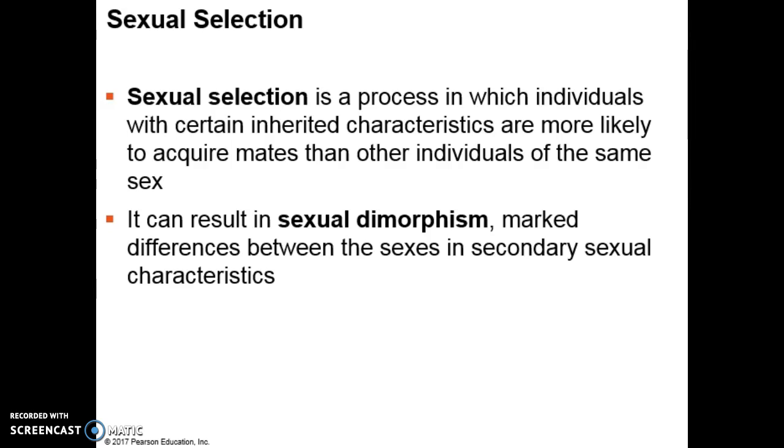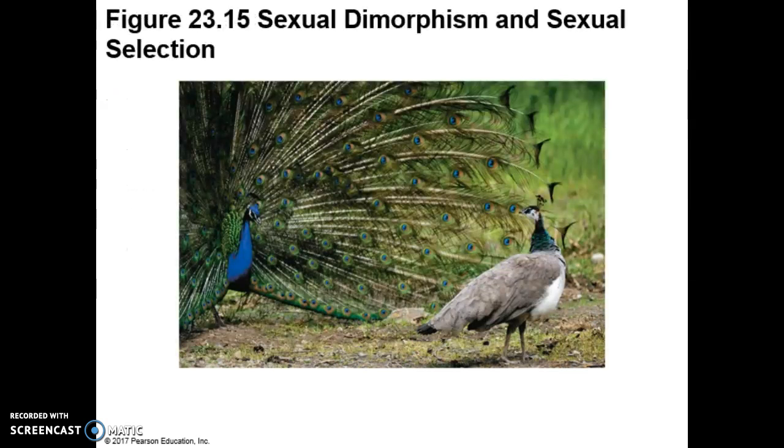Sexual selection is where you're more attractive to a mate. I'll post a link to a Birds of Paradise mating dance. Those types of things can result in sexual dimorphism. Here's an example of that with a male and a female peacock.